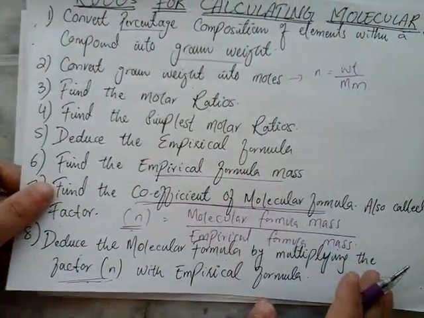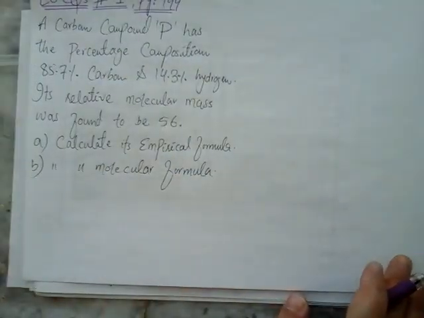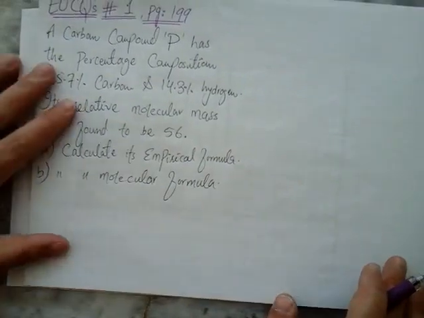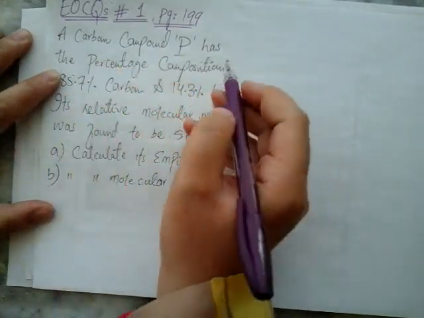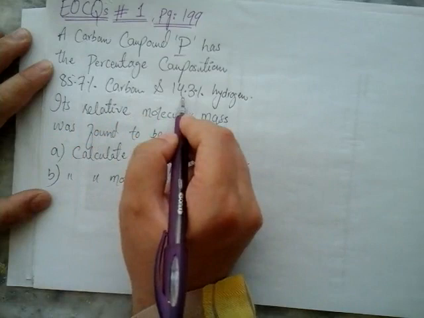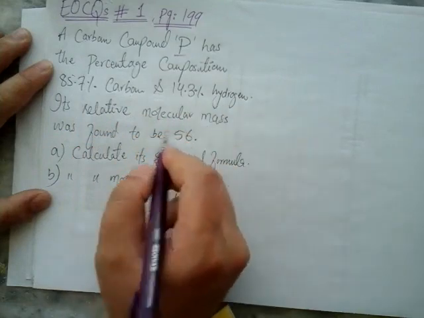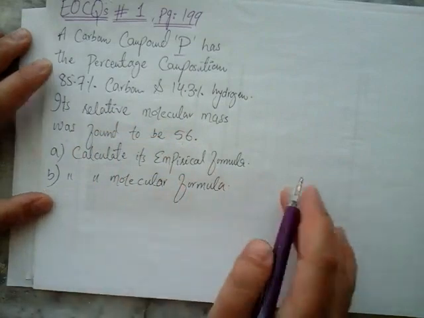And let's do the questions related to finding the molecular formula. There is a question in your book: a carbon compound P, an unknown compound, has the percentage composition 85.7% carbon and 14.3% hydrogen. Its relative molecular mass was found to be 56. Calculate its empirical formula and molecular formula.